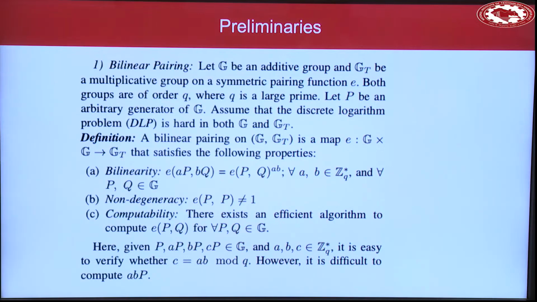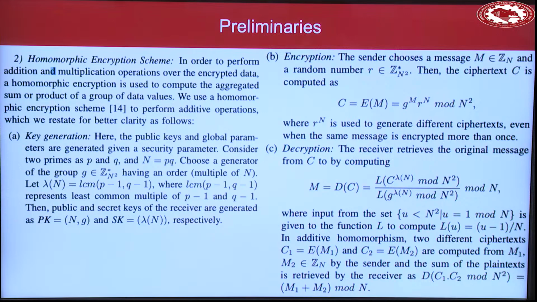Again, we go for bilinear pairing. It's one of the best properties that it has. So we decided to go with bilinear pairing. And the way this looks like homomorphic encryption, where you generate keys, you perform encryption, and then you perform decryption. Okay, just skip everything.